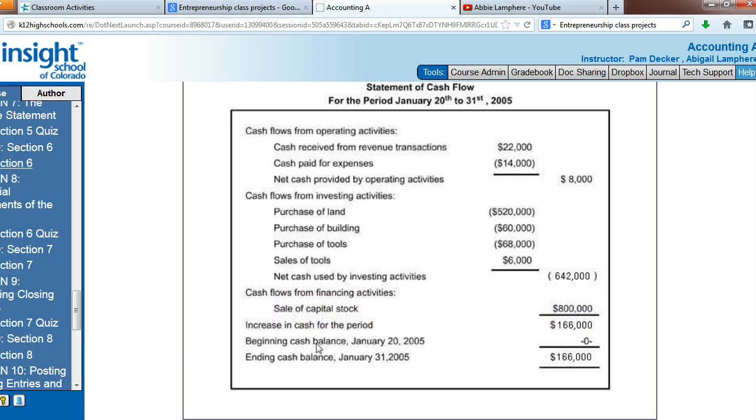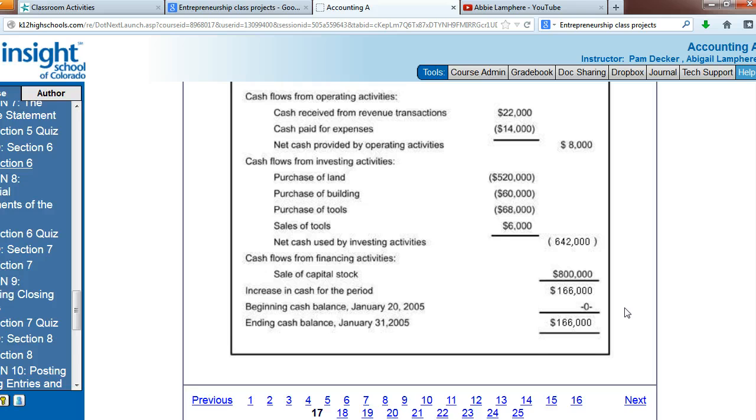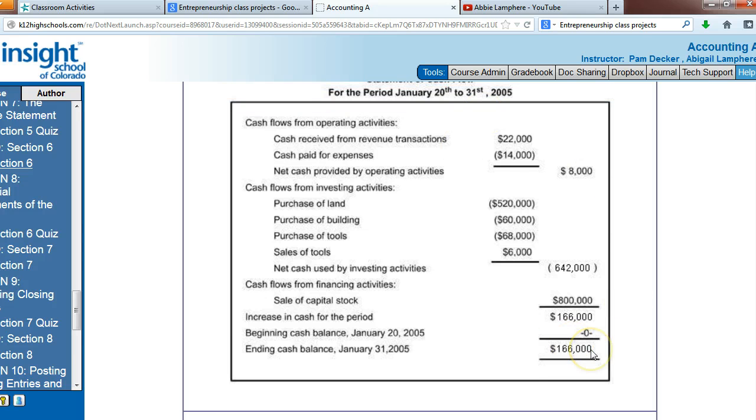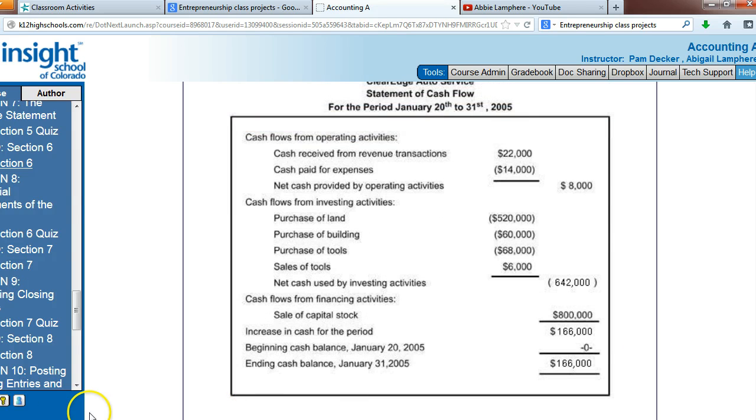And again, don't worry about this cash flow statement. This is something we look more at in accounting 2. But this just wants to give you an idea. This is the fourth financial statement of the sole proprietorship. So they just wanted you to be familiar with how that looks.